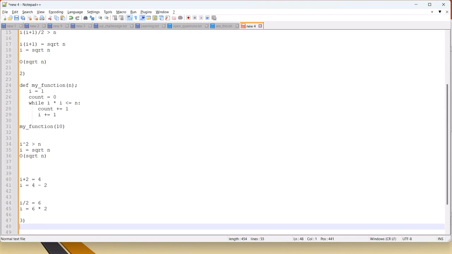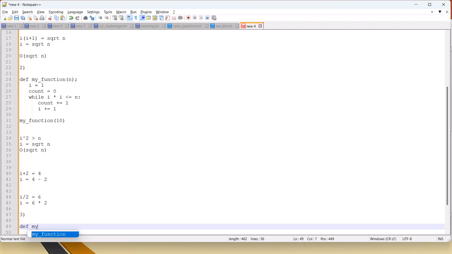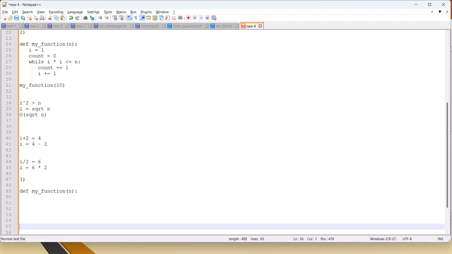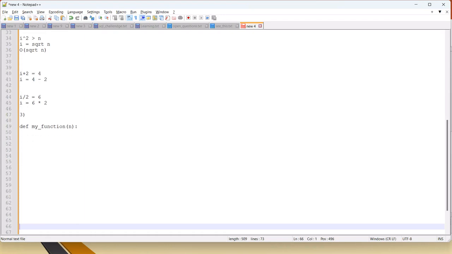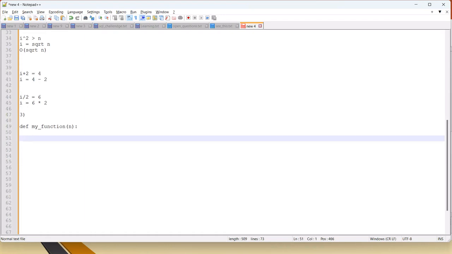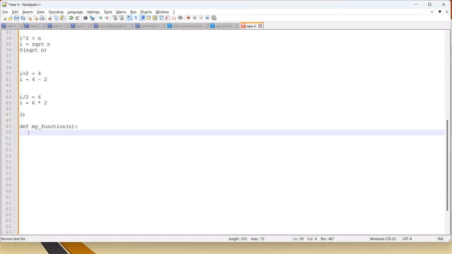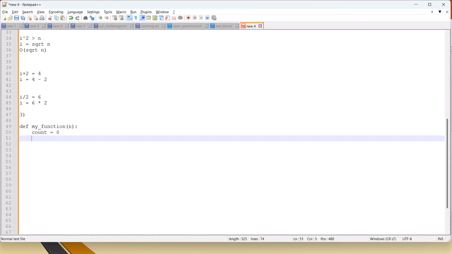Okay, next we will see one example. Let's take, again we will write the definition, my function of n. And in case of any queries, friends, please put them in the comment section so that I can get back to you all. Okay, now let's initialize count as 0.